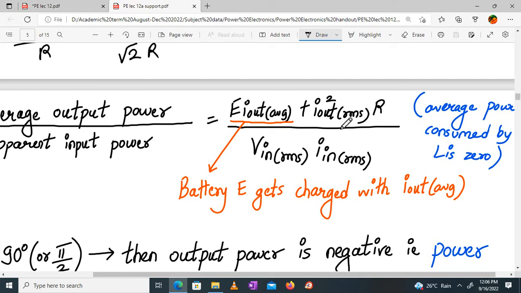See, current starts flowing through the battery and it charges. That is the same concept. You turn on the electricity, you supply the current, the battery gets charged. So here also the same thing is happening.